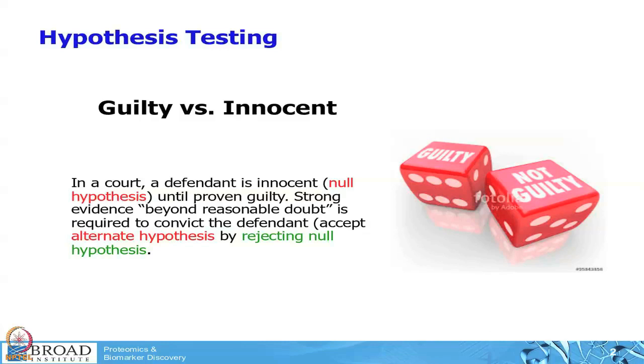Kind of thing you can look at is you are in a court of law and you want to decide whether somebody is guilty or not. So, in general, the defendant is innocent until proven guilty, and so innocence is considered the null hypothesis. In other words, that's the standard hypothesis, that's what is usually expected to be true in the world. And if you have strong evidence beyond reasonable doubt that the defendant is not innocent, then you accept the alternate hypothesis that they are guilty.